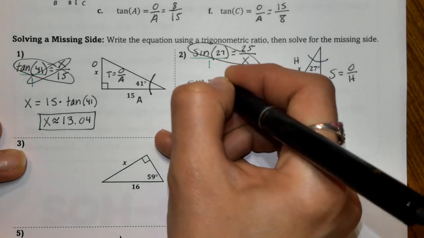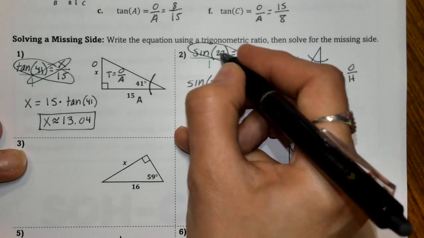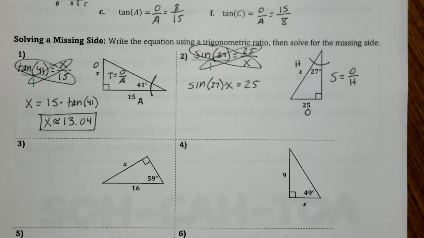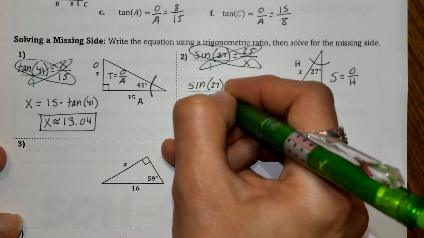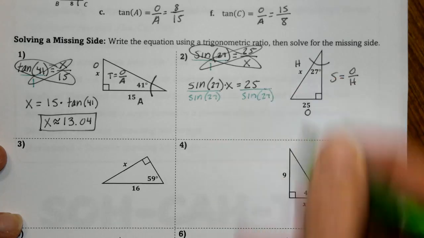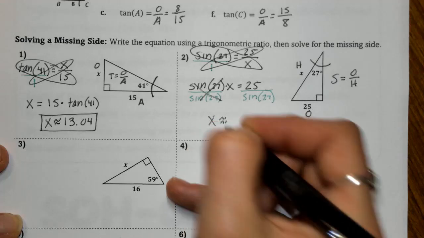We're going to have the sine of 27 times x equals, and this cross product is just 25. We have to solve for x just like if this said 7x. We'd have to divide by the 7. We have to divide by whatever is in front of the x. So we're going to divide both sides by the sine of 27, canceling this side, giving us x. We're going to have an approximate.